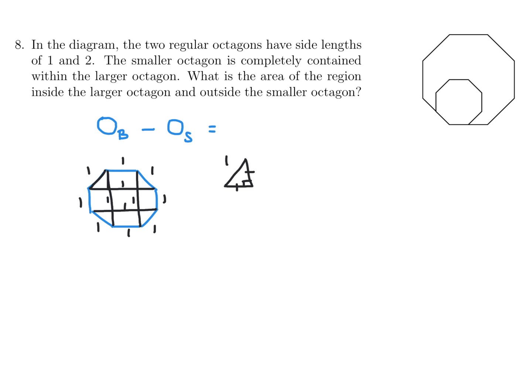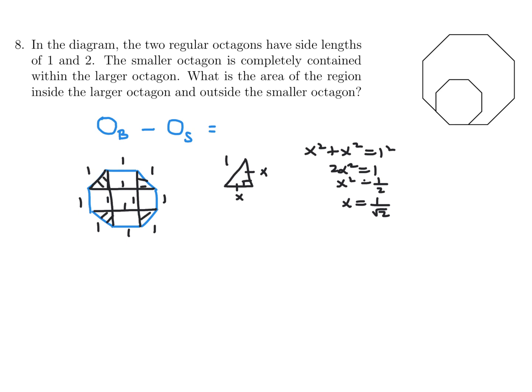So that makes me think that, well, I don't know what it is, but I'll just call it x from now. So that means that x squared plus x squared is 1 squared. So 2x squared is 1. So x squared is 1/2. And therefore x is 1/√2. Okay, so for the area, we've got 4 of these triangles.